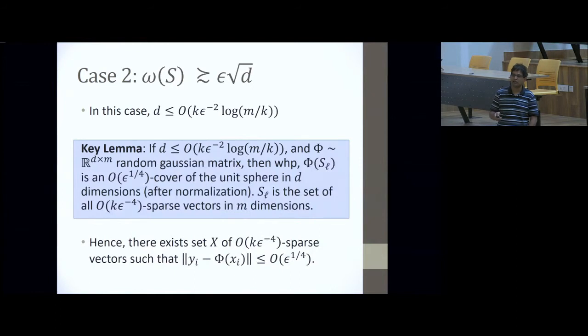So what happens is that essentially you can write your set X, which are the input vectors, as, you can write each of the yi's as being close to phi of xi, where close means that you have this order epsilon to the 1/4, which is coming from the fact that this forms an order epsilon to the 1/4 cover.